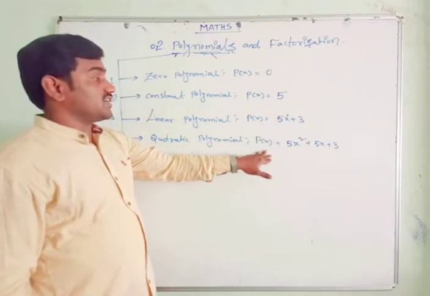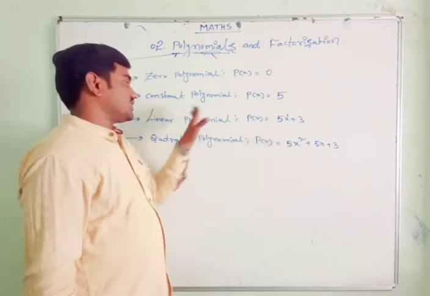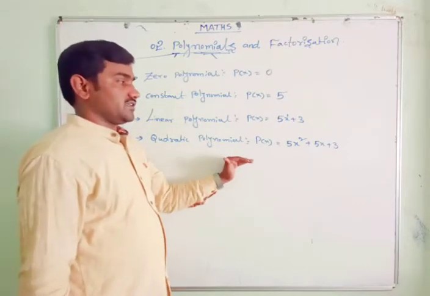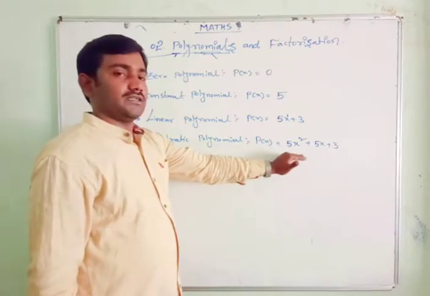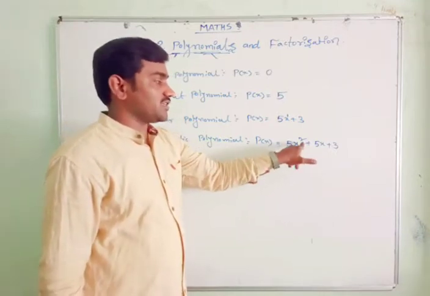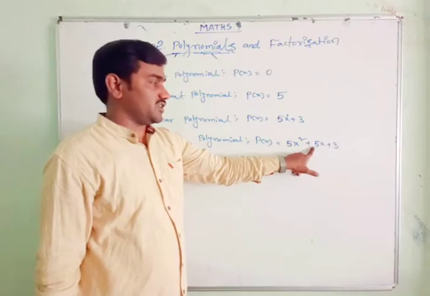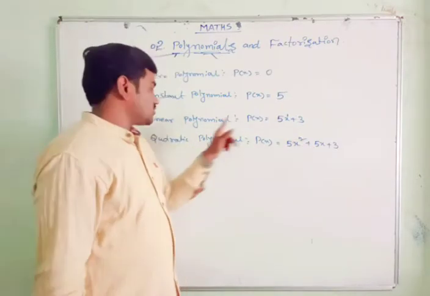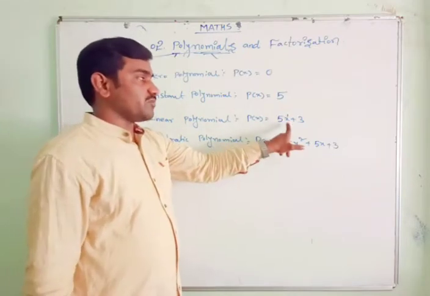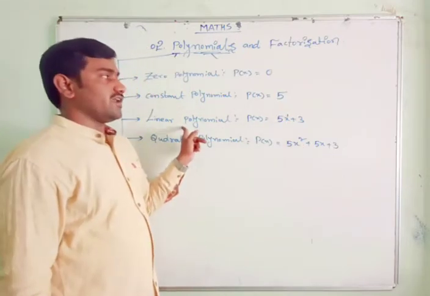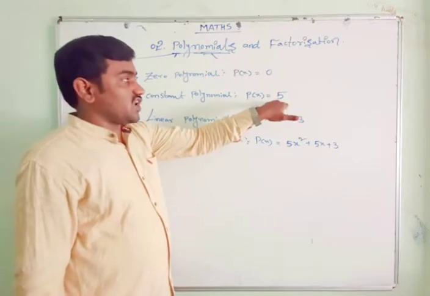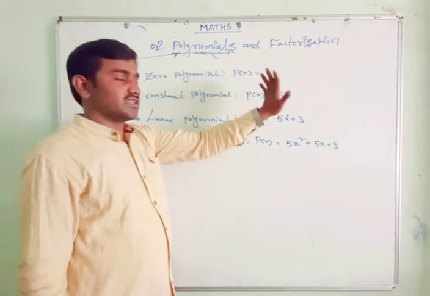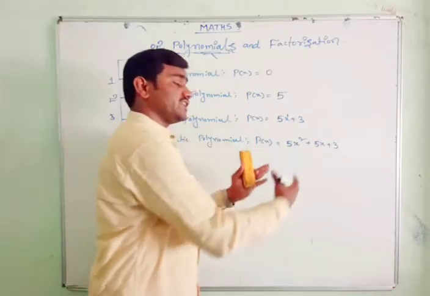If an algebraic expression has degree 1, it is simply known as a linear polynomial. In this way, if an algebraic expression has 2 as its degree, it is a quadratic polynomial. The highest degree of the algebraic expression is known as the degree of the polynomial. If the degree is 2, it is a quadratic polynomial. If the degree is 1, it is a linear polynomial. If it is a constant term, it is known as a constant polynomial, meaning there will be a single term. Let us discuss the degrees later.